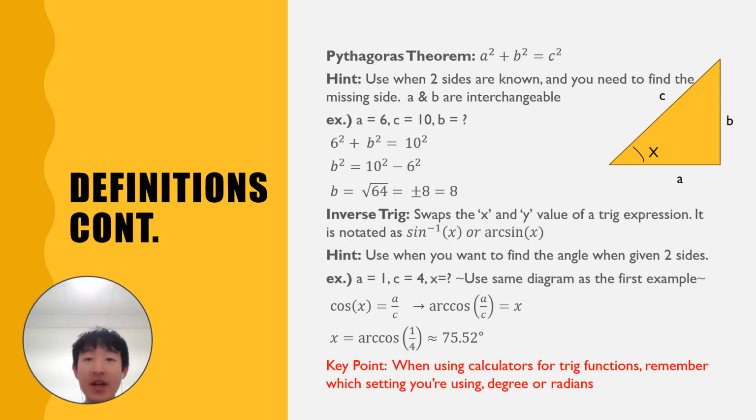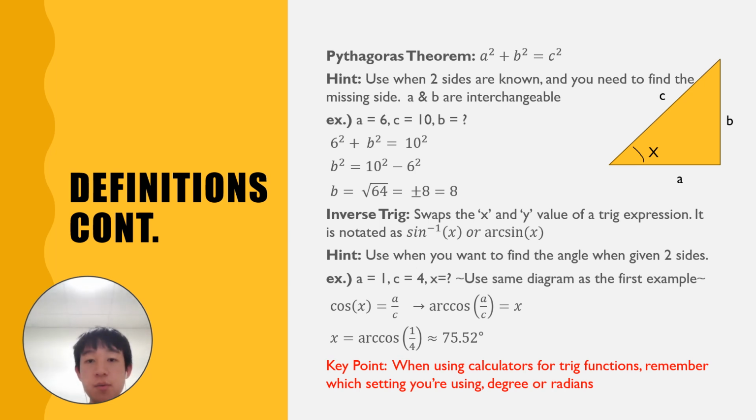Next, we have the Pythagoras theorem. Its standard form is a squared plus b squared is equal to c squared. This formula is only utilized when we know two sides of a right triangle and are trying to find the missing third side. In the diagram, c is always the hypotenuse, which is always the diagonal or the longest side of the triangle. A and b are the adjacent and opposite side. It doesn't matter which variable is assigned to which side, only the c variable matters.